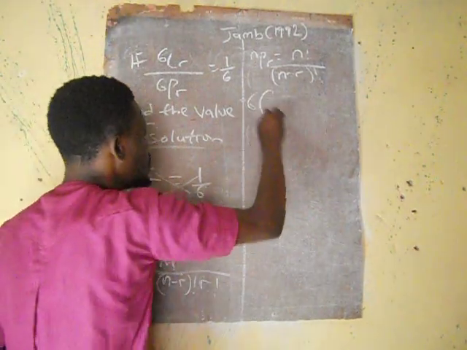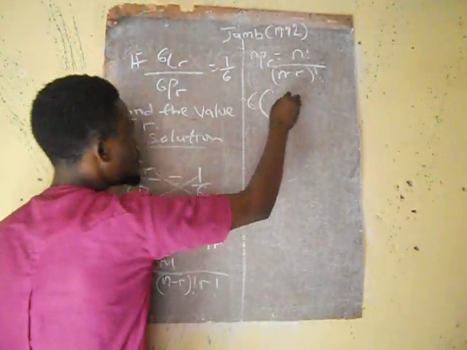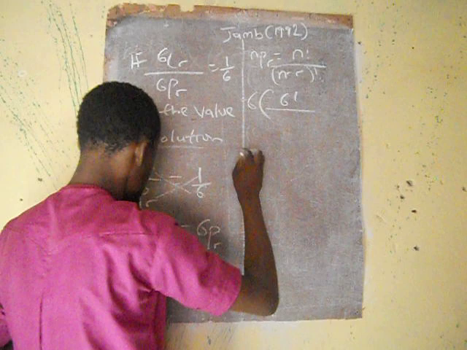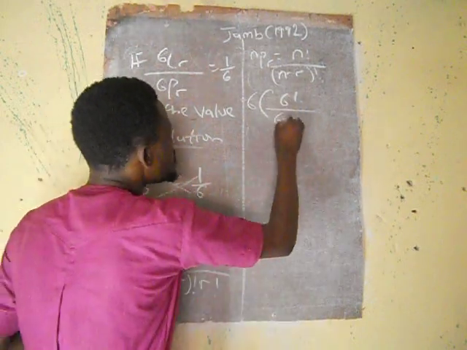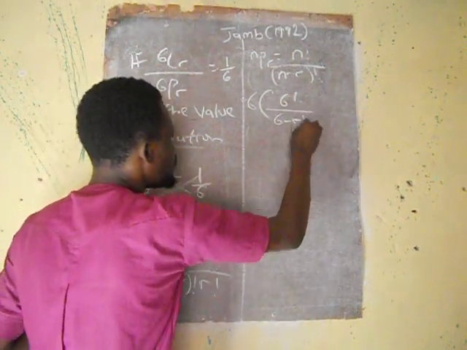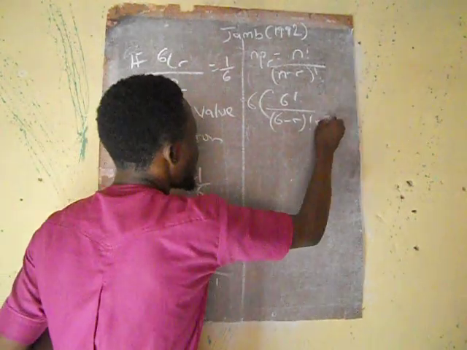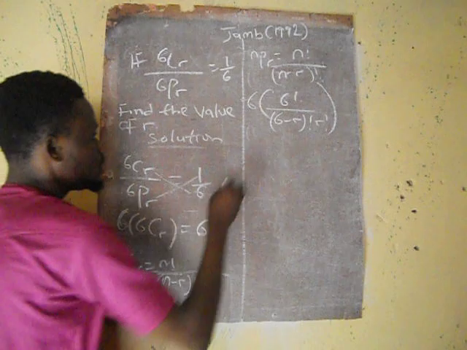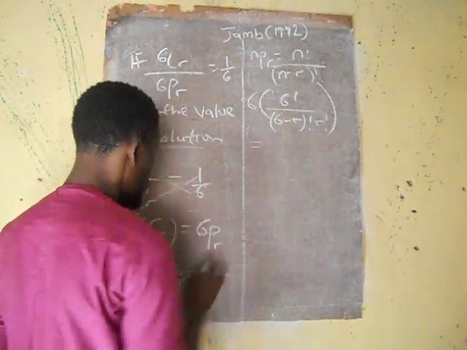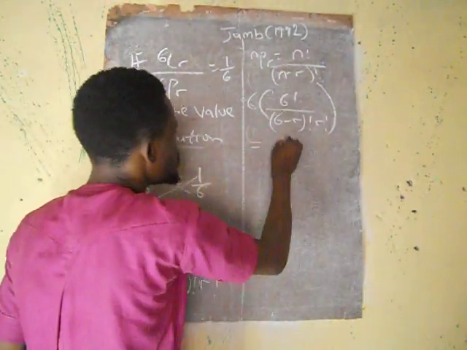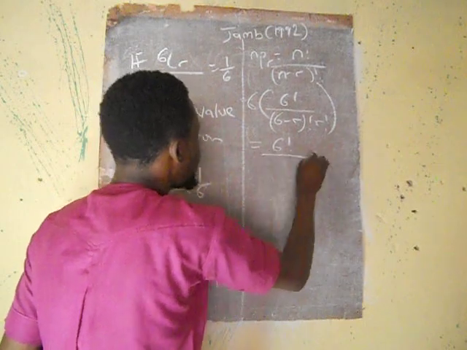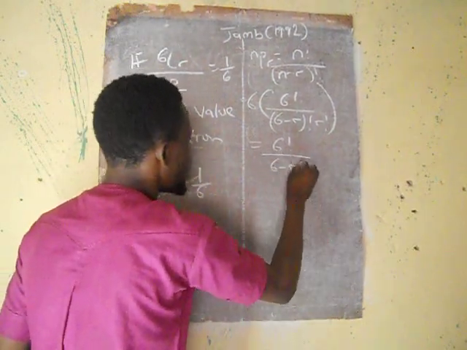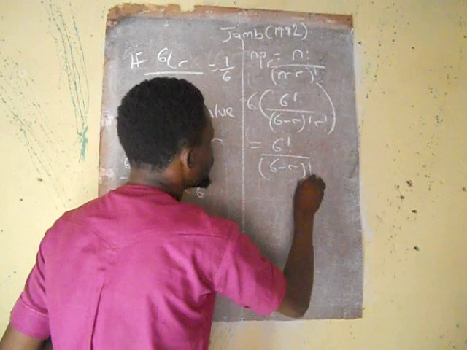Now, let's continue. 6 into, what's our n? Our n is 6. 6 factorial over 6 minus R factorial R factorial. That's our combination. Equals to what? 6 factorial divided by 6 minus R factorial.